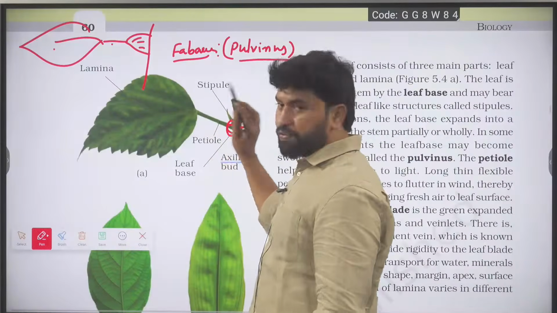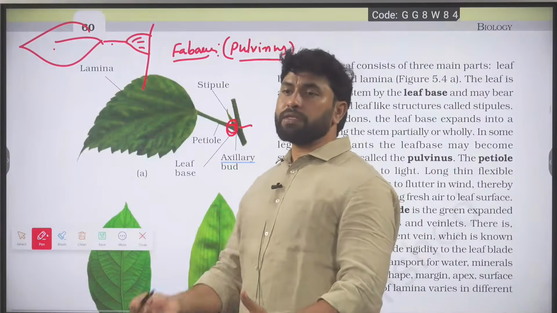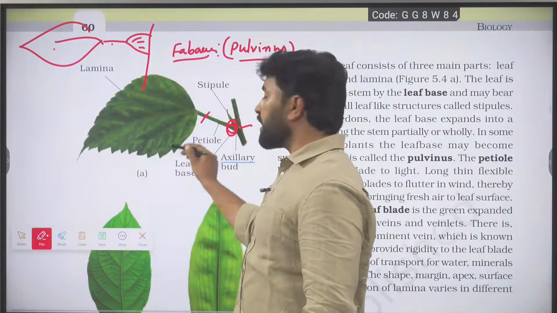Leaf petiole: if a petiole is there, the leaf is called a petiolated leaf. If the petiole is absent, that leaf is called a sessile leaf.